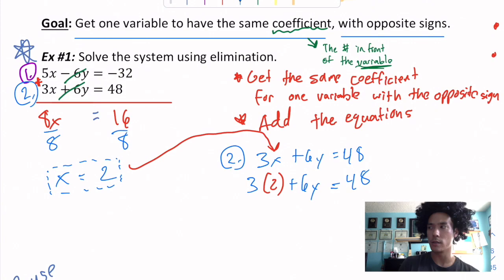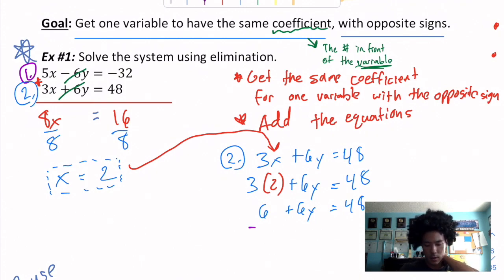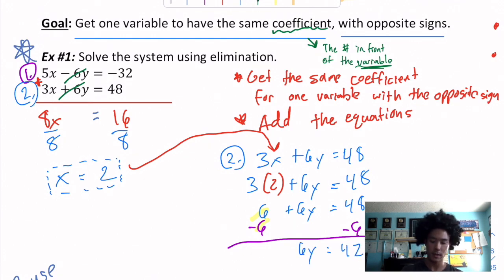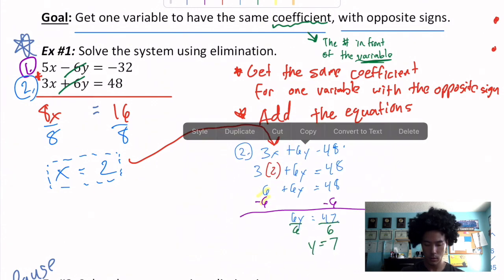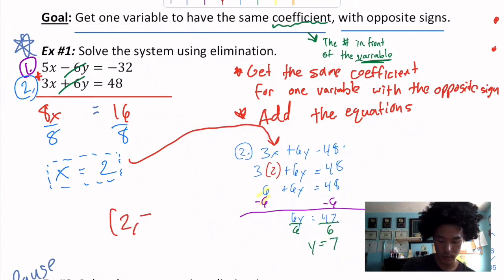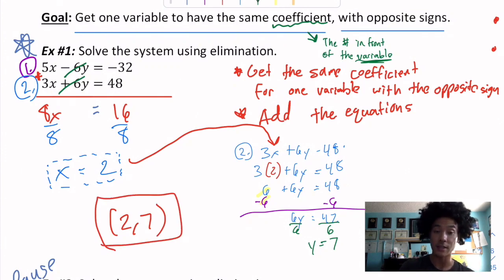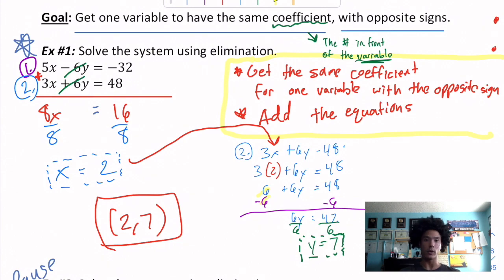3 times 2 is 6. Again, you can pause the video, slow it down, whatever you need. Subtract 6 from both sides. These will cancel. Divide by 6. Hopefully you guys are pretty good with your multiplication table. y equals 7. Just like that. So your final answer is (2, 7). And that's how you solve a system of linear equations by elimination. So again, highlight these steps, box it. You need to get the same coefficient, and then you just add the equations. Pretty easy. Some people like this over substitution, just depending on the problem.